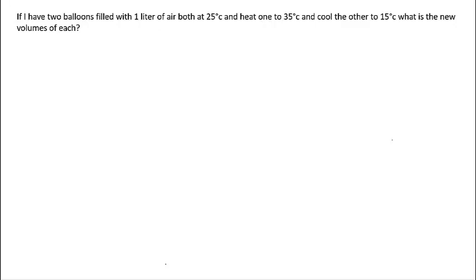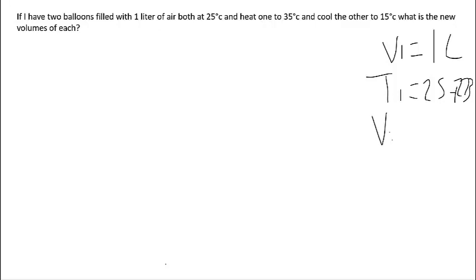I have two balloons, and in one balloon I blow 1 litre of air, and the temperature of the air is 25 degrees, and we need to convert this to Kelvin. To do that, we add 273 to our figure in Celsius. And then we heat up our balloon, so now our new volume is what we don't know, and our new temperature is 35 plus 273 to convert to Kelvin.